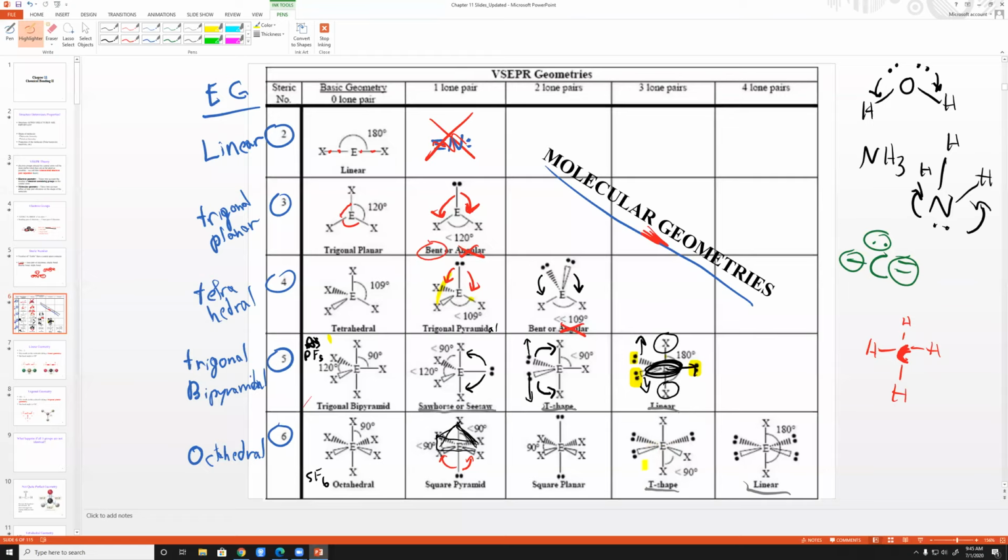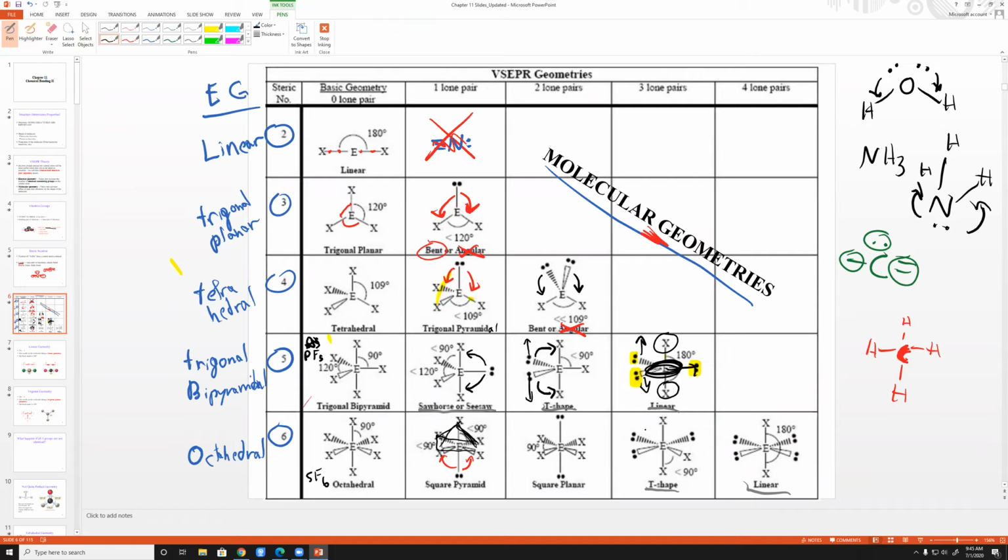So, yeah. Any questions about that? That one's not really that important. You might not ever see it. It's rare, but it exists. Then you have linear again. This one actually you do see. XeF2, I think, is one of them.